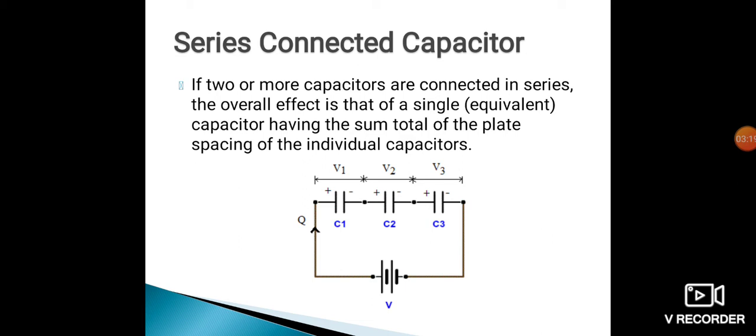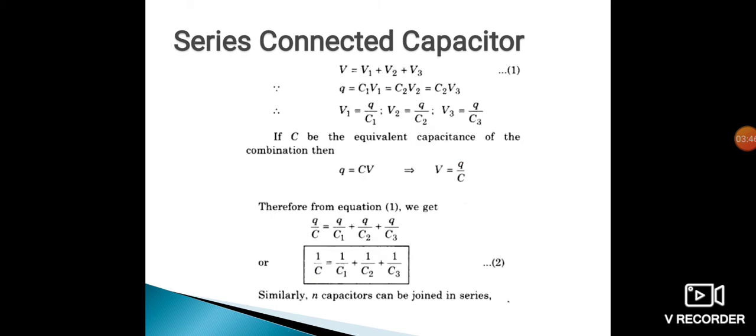As you can see from the diagram, we have three capacitors connected in series, C1, C2 and C3. As it is a series connection, voltage gets divided. So the total supply voltage V is divided into three parts, V1, V2 and V3, and the total charge applied across the circuit is Q. Now as it is a series connection, the total voltage V will be given by V is equal to V1 plus V2 plus V3.